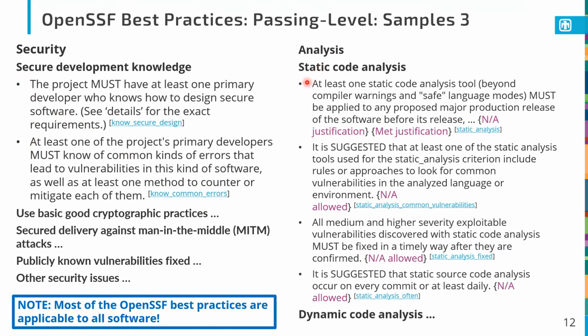Over on the analysis side, static analysis. So, to reach a passing level, your project has to use a static analysis tool beyond just the basic compiler. Unless the language that you're using doesn't have any tools available for it, so you can mark it as not applicable and describe why. It's suggested that you use at least one static analysis tool that can look for common vulnerabilities in the language that you're using. And of course, some languages just don't have a tool for that, so you can mark that as not applicable if you're one of those languages for your project.